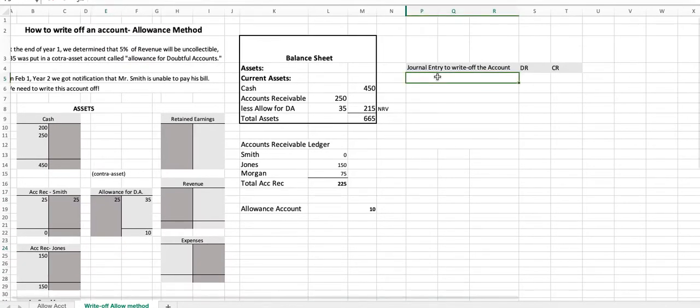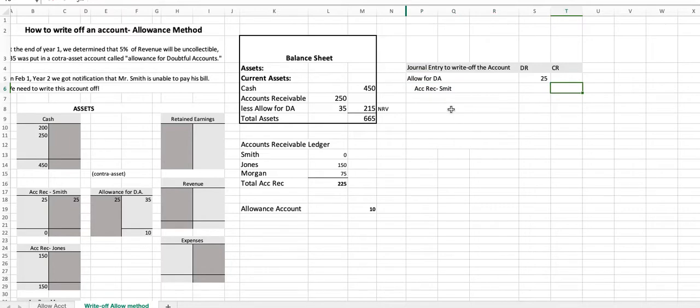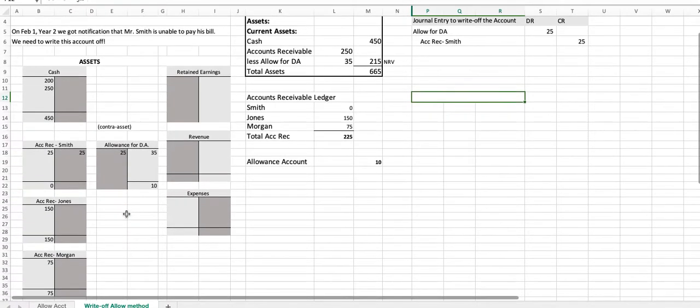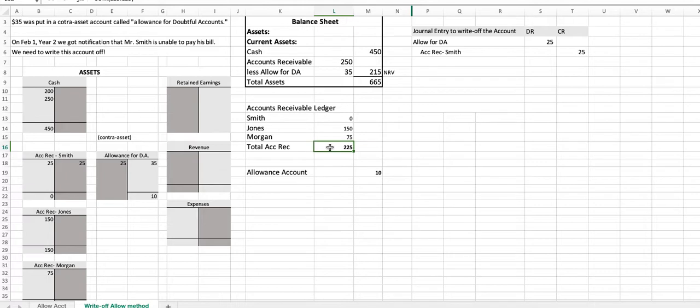So our journal entry would look like this. We would debit allowance for doubtful accounts for $25, and we would credit accounts receivable Smith for $25 to write that account off. So what's going to happen now is our total accounts receivable on the balance sheet is $225. Our allowance account now has a balance of $10, and our net realizable value of accounts receivable is $215. So that gives you a balance sheet view of what just happened.